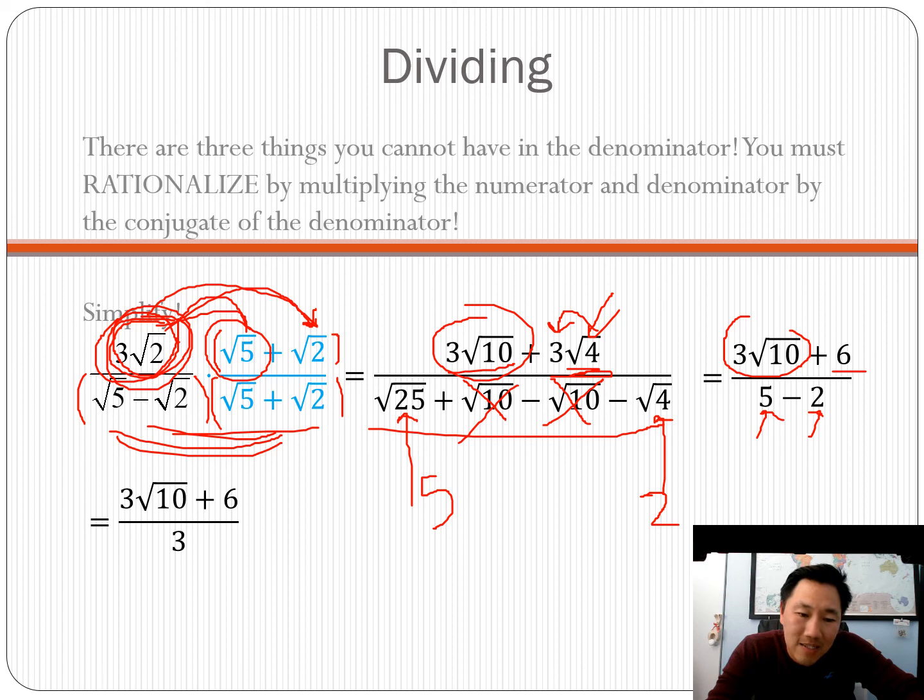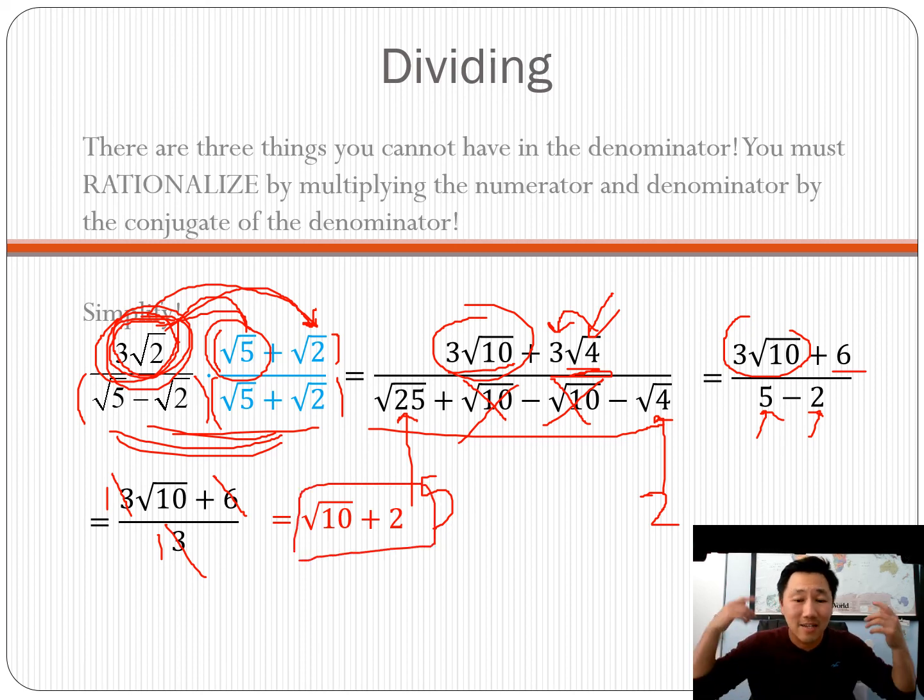And then here's one last thing. If all 3 of these can be reduced, go ahead and reduce them. And then it becomes radical 10 plus 2. This just turns into a 1 and a 1. All right, there's our final answer. That's a little bit complicated. Let's do one last example for the day.